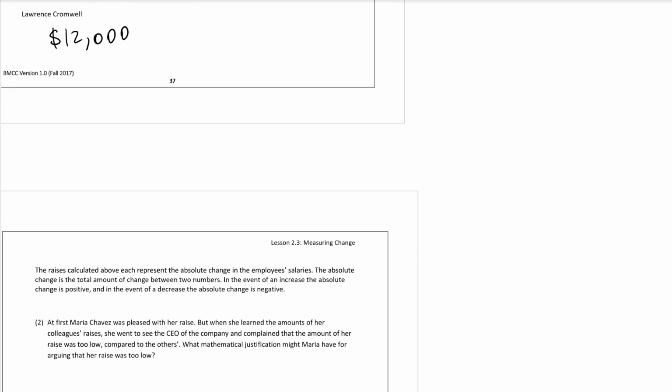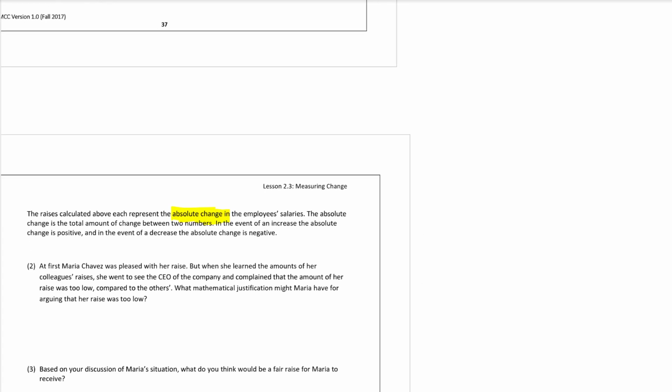So this is the term right here that's presented in this paragraph. The raises calculated above each represent the absolute change in the employees' salaries. The absolute change is the total amount of change between the two numbers. In the event of an increase, the absolute change is positive. In the event of a decrease, the absolute change is negative. So it is important to remember that the order matters.